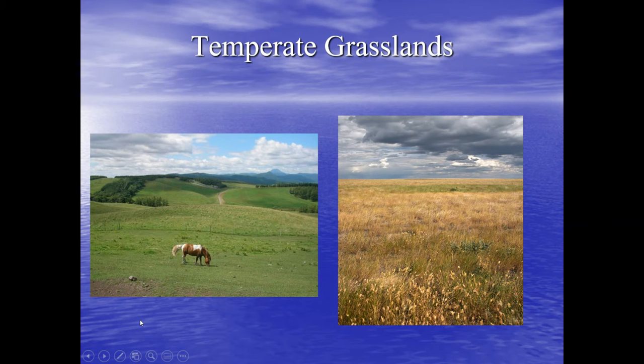Temperate grasslands, these I just got online. So typically today it's farmed or pastures. Here's more what a natural prairie or grassland would look like. Again, no trees, lots of grasses.